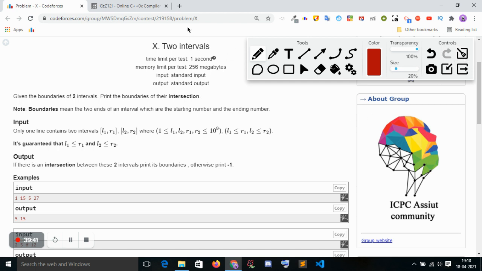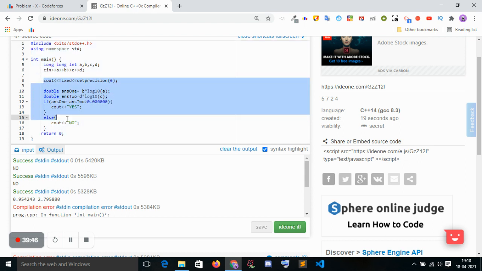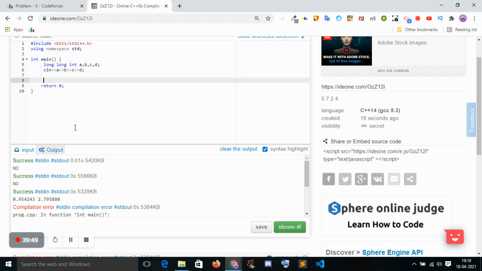Like what I said, we need only 4 inputs, and I have taken them. I have taken it so there is no condition between L2 and L1. Here L1 is A and L2 is C. So if A is less than C.